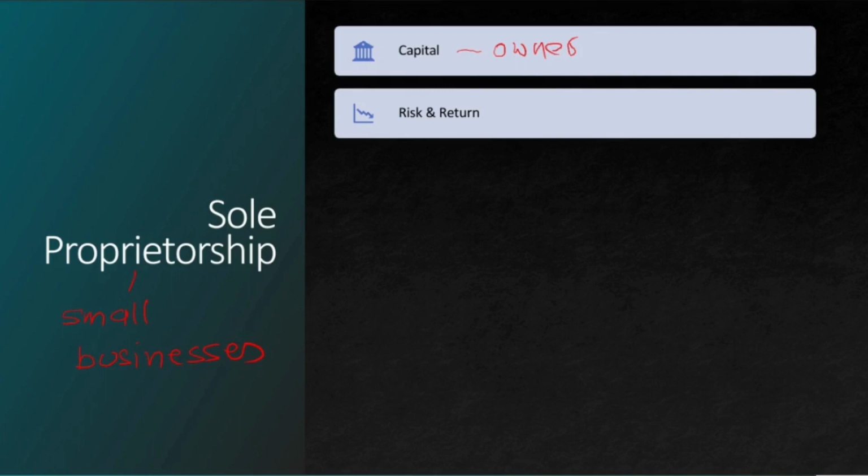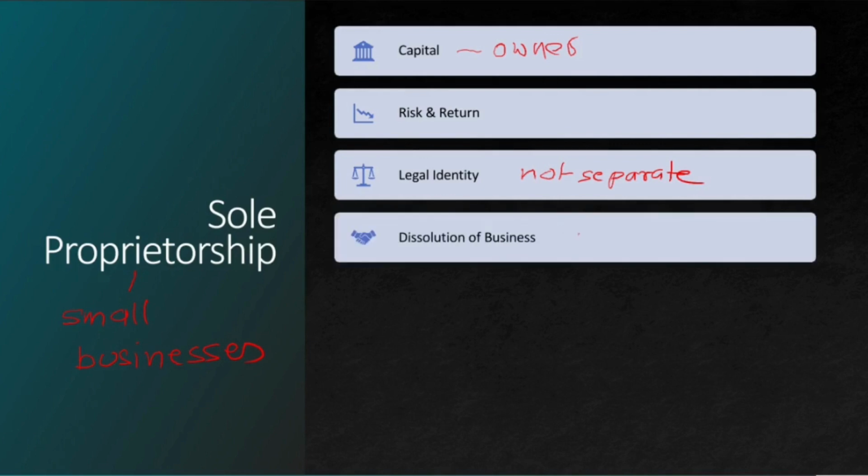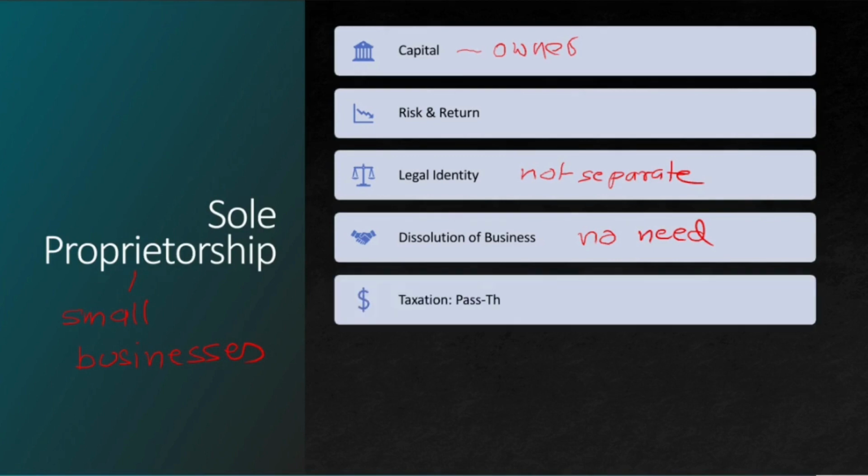Then, the business does not have a separate legal identity apart from the owner. The firm might have a separate brand name, but in the eyes of the law, especially for taxation purpose, the business is not separate from its owner. Further, there is no legal requirement to dissolve the business. The business dissolves when the business activity ceases or when the owner dies. And this is mainly because the business is not separate from its owner. And the business profits, they are taxed as the personal income of the owner. It is a pass-through tax system.